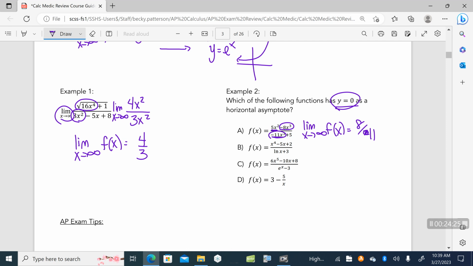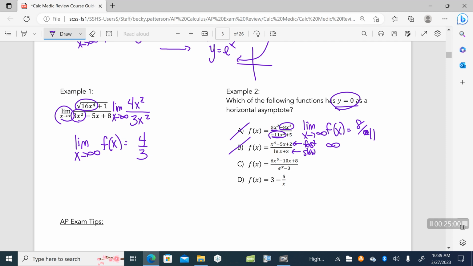If I look at B, B's top function is a degree 4. The bottom function is a natural log. So I know that the top is going to grow very fast because it's a degree 4. It's that W. So as it heads to infinity, it's headed north. It's headed to infinity. And the natural log is going to grow very slowly. So if I have the top getting much bigger than the bottom at a faster rate, I know that it's headed to infinity, so not headed to y equals 0. So I know both A and B are out.